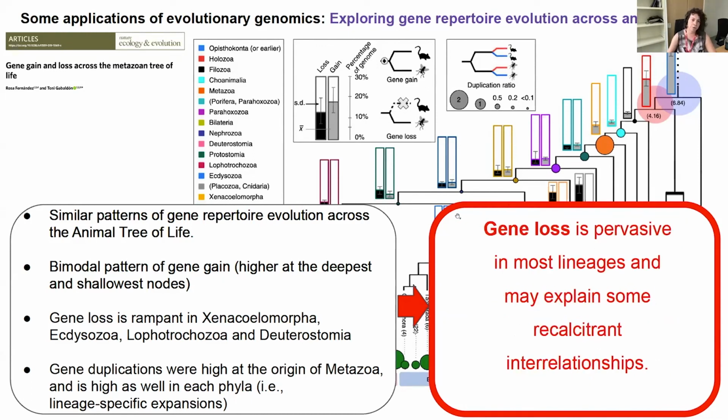As I mentioned before, we also found a huge amount of gene loss. And what we hypothesize is that this gene loss probably is related to the duplication. So genes were duplicating and then they were differentially lost in the different lineages. And we hypothesize that this could be affecting our phylogenomic inferences, and it's probably why it's so difficult to explain some of these phylogenetic interrelationships.